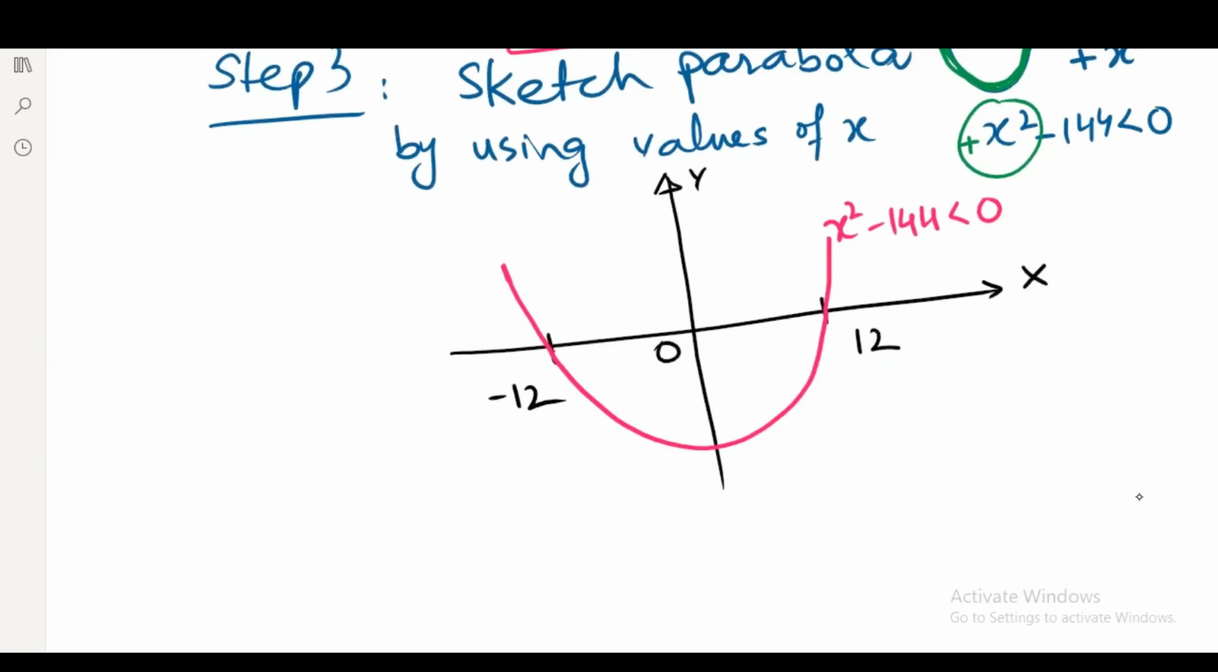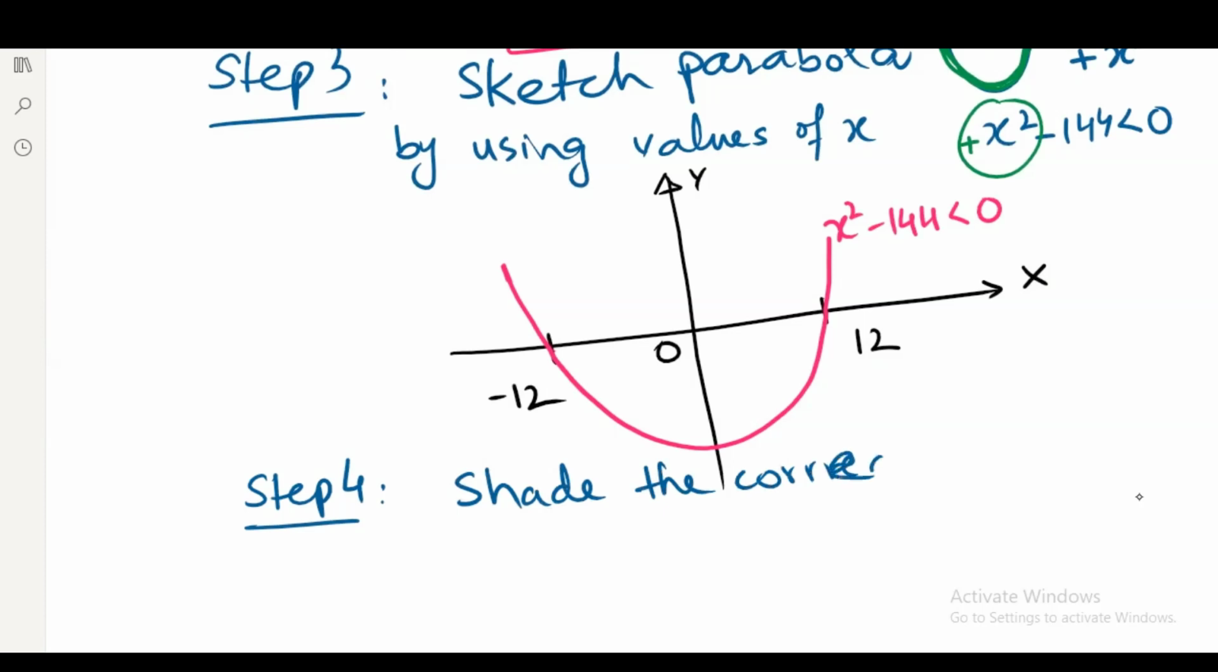Step number 4 is to shade the correct region in the above diagram.